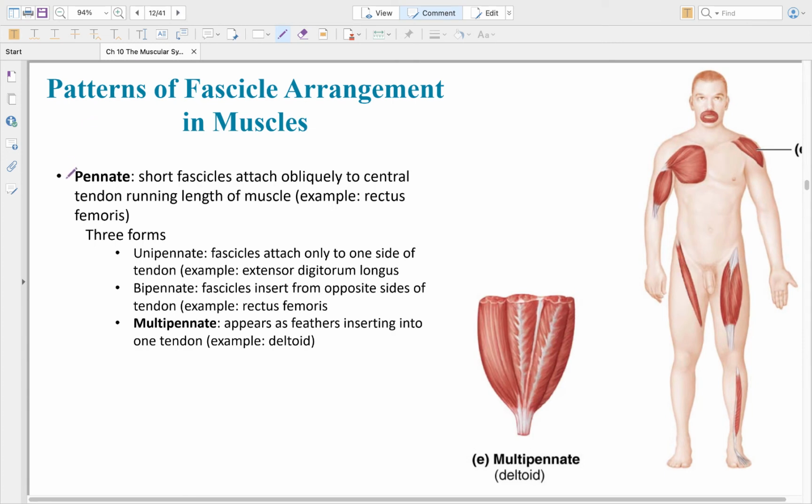Now, we also have fascicles arranged in patterns called the pennant, which are short fascicles. They're attached obliquely to a central tendon, which runs the length of the muscle.